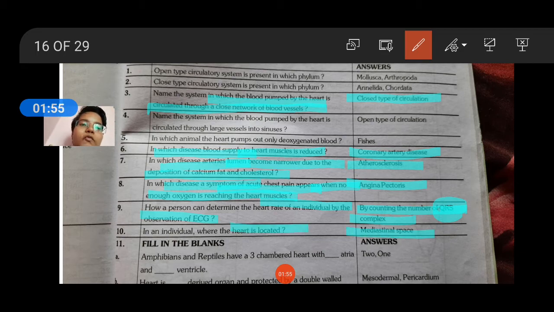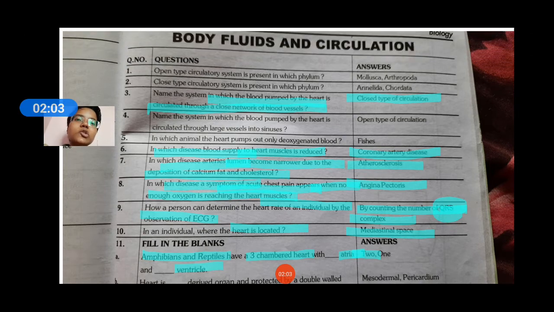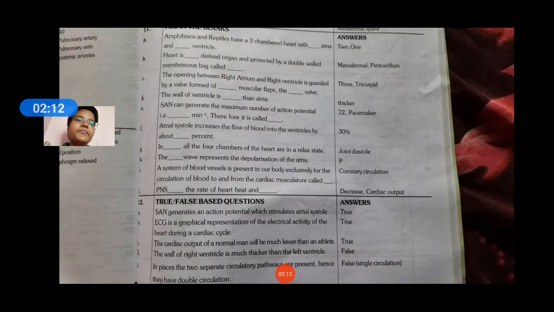Okay, fill in the blanks. Amphibians and reptiles have a three chambered heart with two atria and one ventricle. So the blood gets mixed and they pump mixed blood. Incomplete double circulation occurs in them. Heart is a mesodermally derived organ and protected by a double layered membrane bag called pericardium.